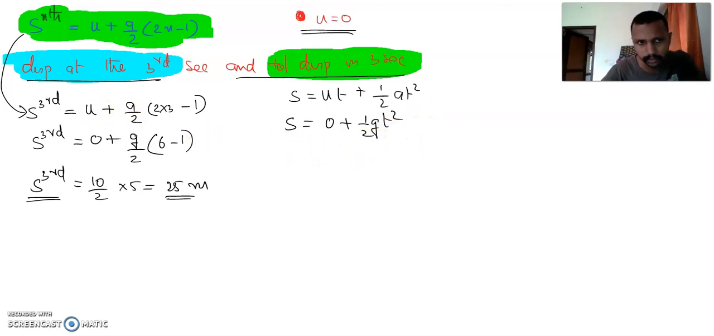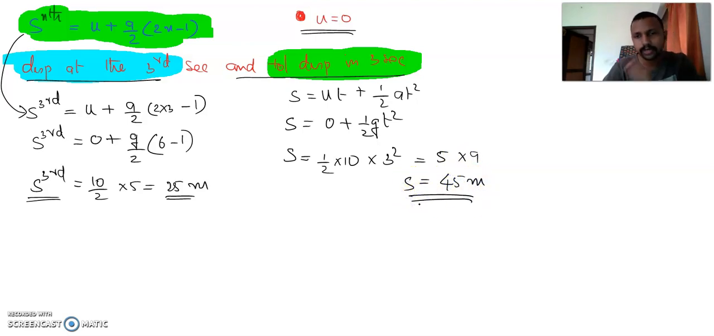Or you could use that situation directly over here. Let me write s = half g t², g can be taken as 10, into 3 square. Then 10 by 2 is 5, 5 into 9, 9 fives are 45 meters. Therefore, the total displacement is 45 meters.